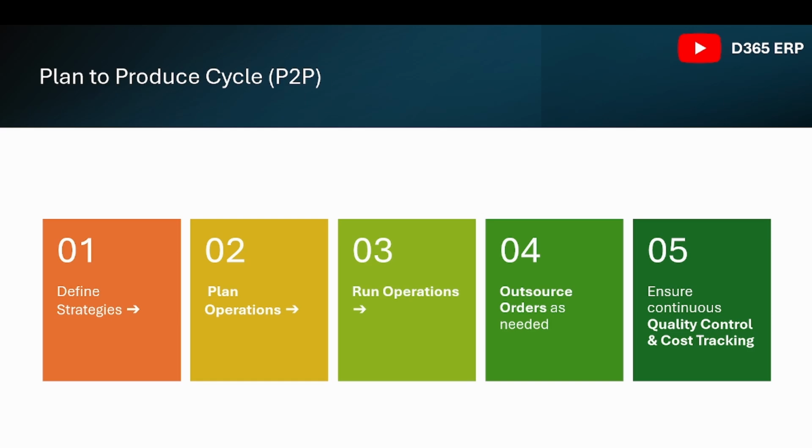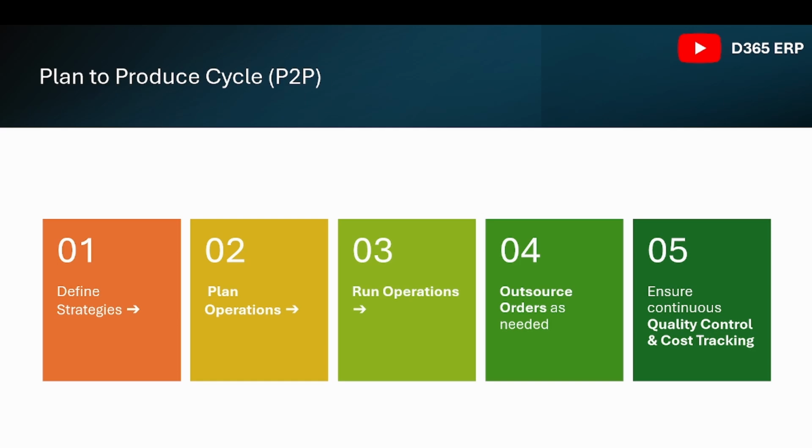Then the next step is plan production operation. Once we have our strategy, we plan the production operation. Here we decide on the when, where and how of every operation. This stage involves scheduling the resources, setting the timelines of the production, and making sure that all gears are lined up to turn at just the right moment.